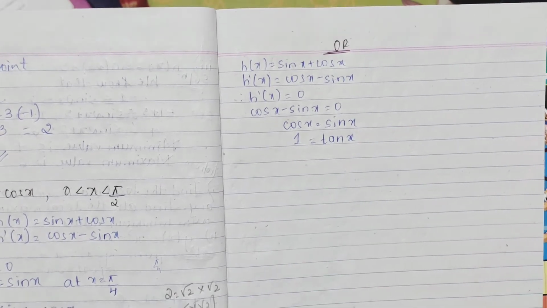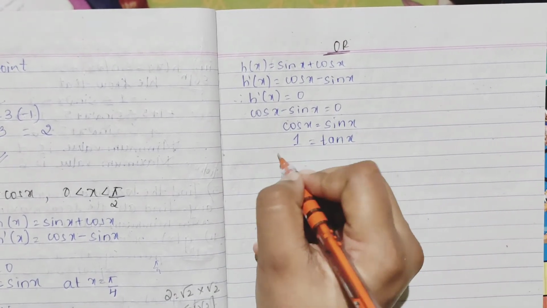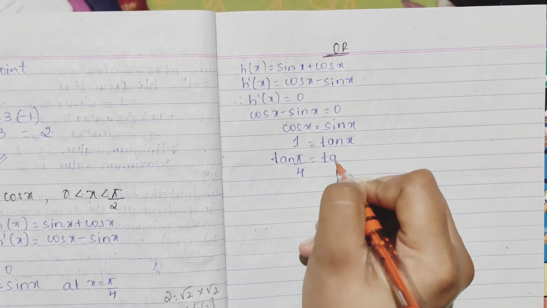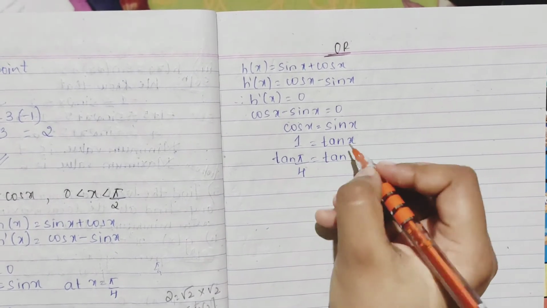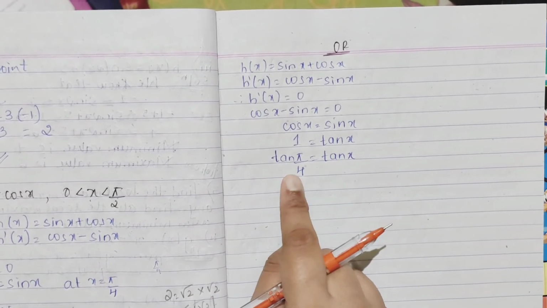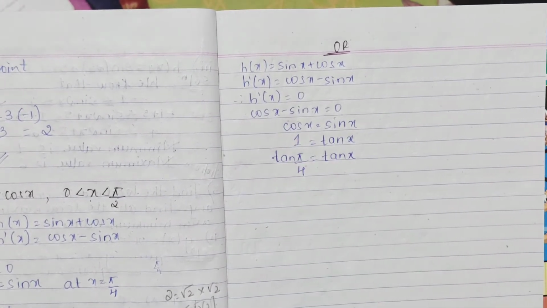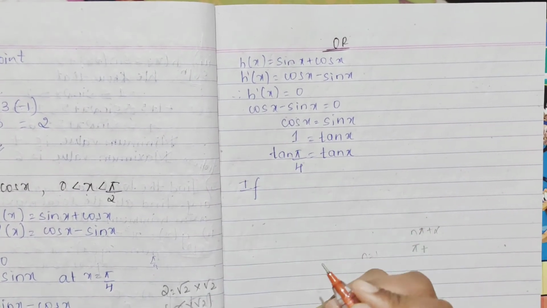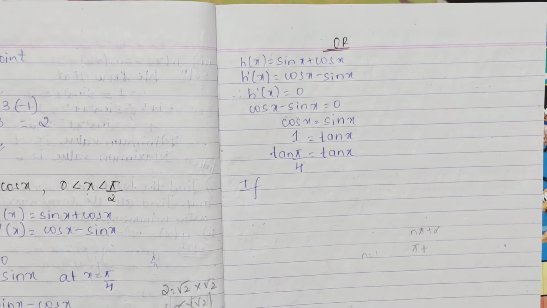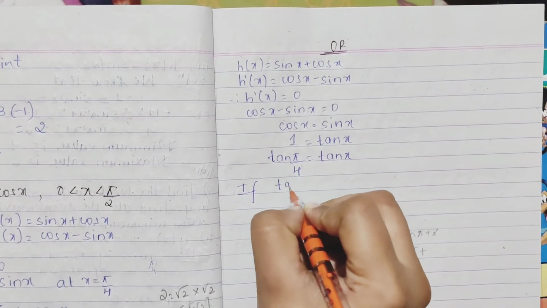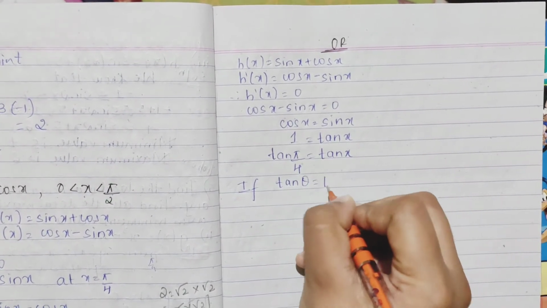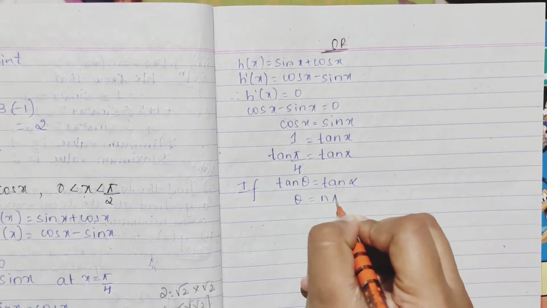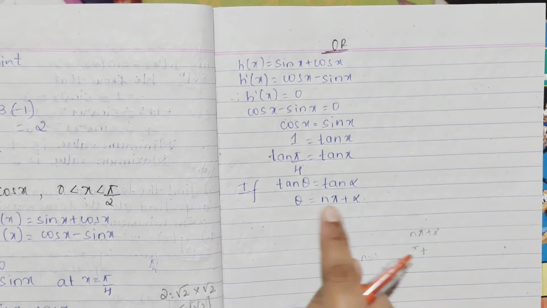In your tan, which angle gives 1? Yes, tan pi by 4 means 1, right? So tan pi by 4 is equal to tan x. You have studied in the trigonometric functions of your 11th class this formula: if tan theta is equal to tan alpha, then theta is equal to n pi plus alpha. This you have studied.